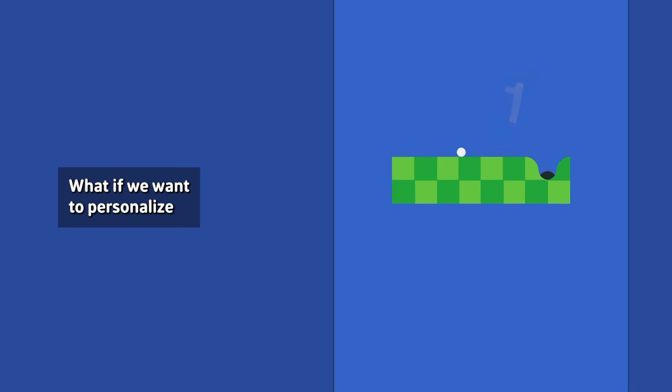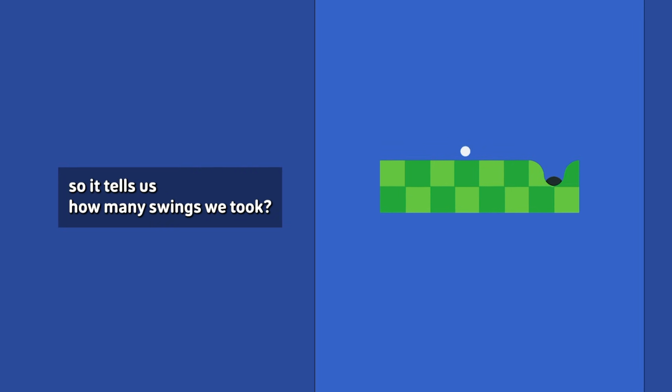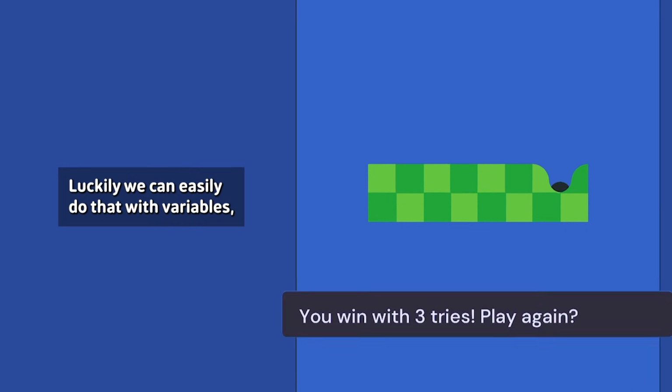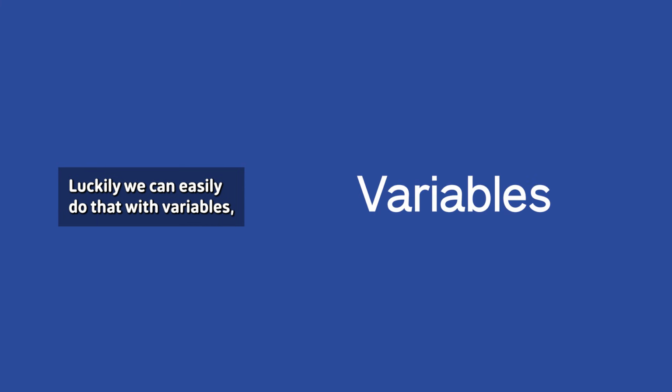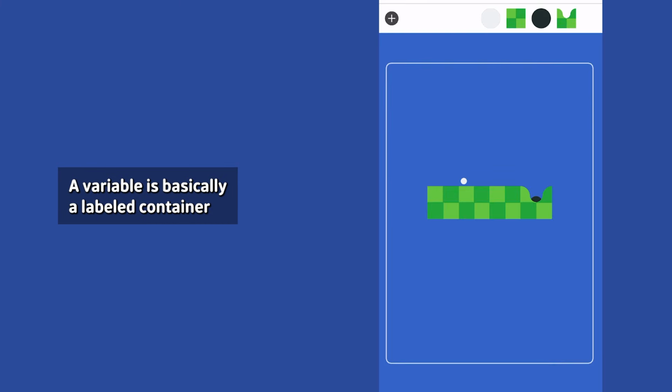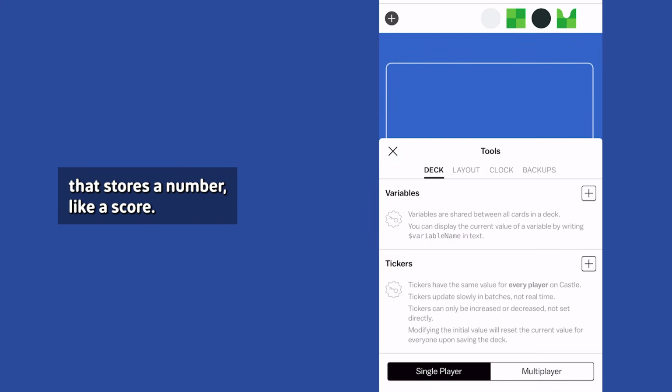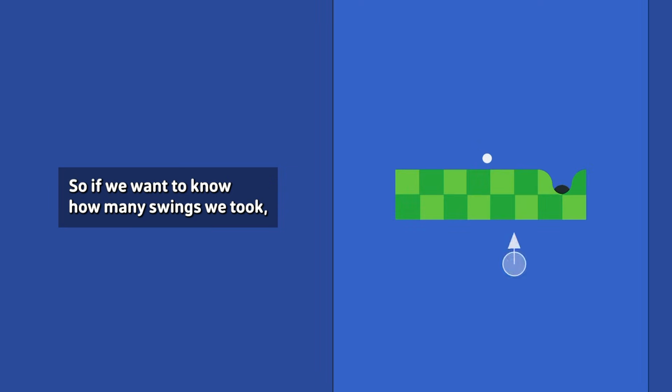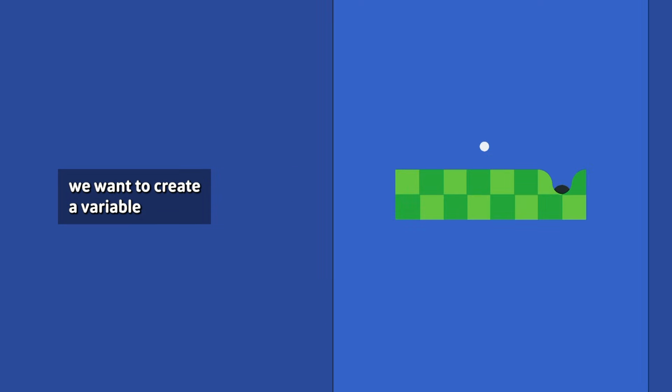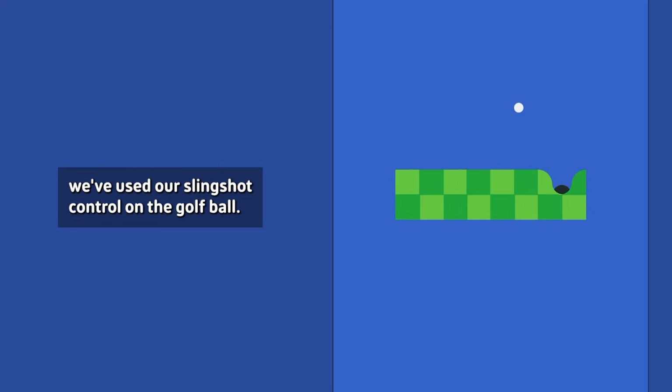What if we want to personalize our win message so it tells us how many swings we took? Luckily, we can easily do that with variables. A variable is basically a labeled container that stores a number, like a score. So if we want to know how many swings we took, we want to create a variable for keeping track of how many times we've used our slingshot control on the golf ball.